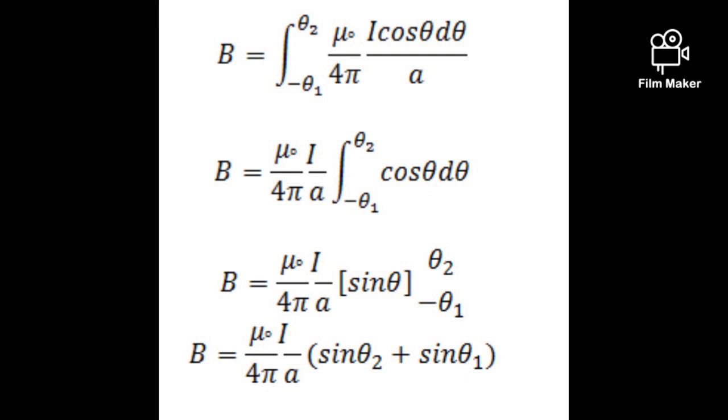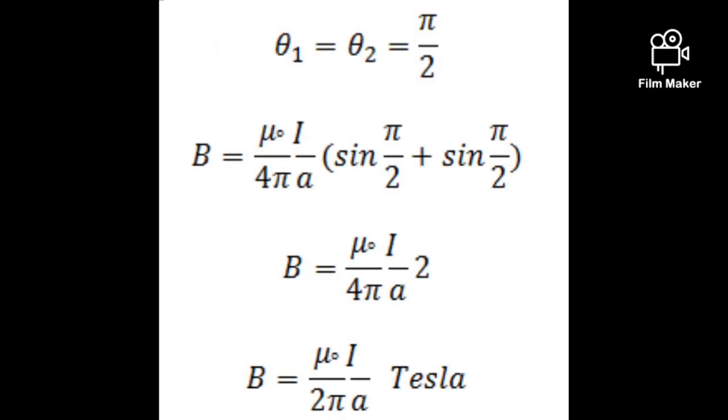Now we know that integration of cos theta is equal to sine theta. This is a formula that you have to learn. Integration of cos theta is equal to sine theta. After that we have to put the limits, upper limit minus lower limit. So if we put it, we get mu naught upon 4 pi, I upon a, sine theta 2 plus sine theta 1. Actually minus will be there, but we already have a negative in the limits. So minus minus plus.